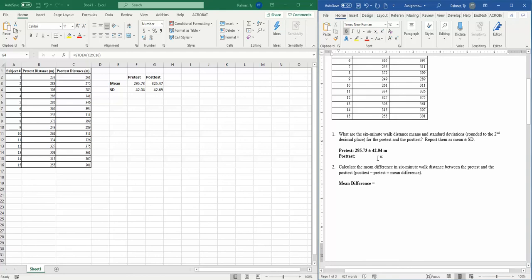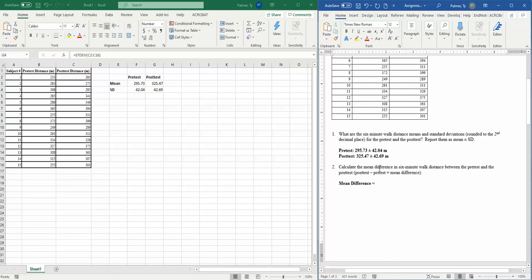Let's insert the post-test mean plus or minus standard deviation. The post-test mean, if you look over at the Excel sheet, was 325.47. Again, I'm going to copy and paste this plus or minus sign, and then add my standard deviation for the post-test, which was 42.69. Again, the post-test was also distance, which was measured in meters. Okay, now we have our pretest and post-test means plus or minus standard deviations.